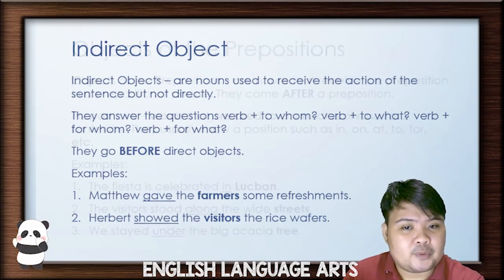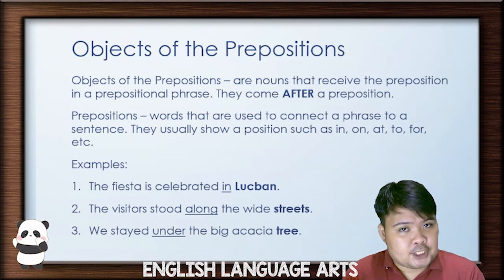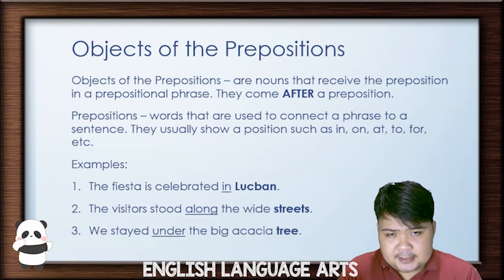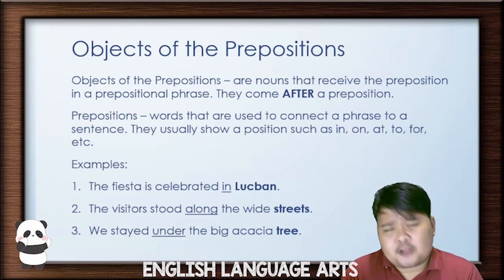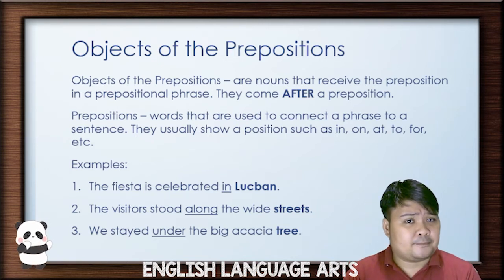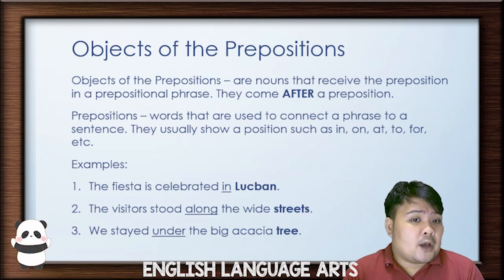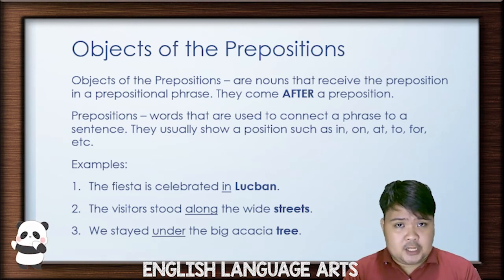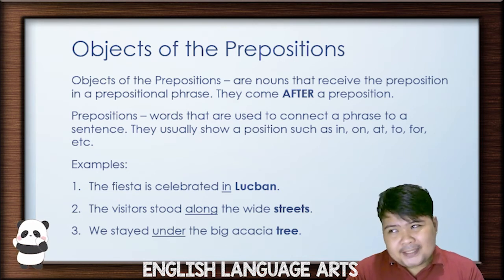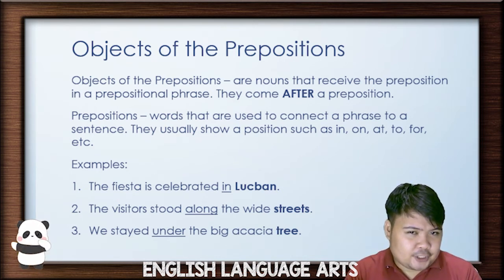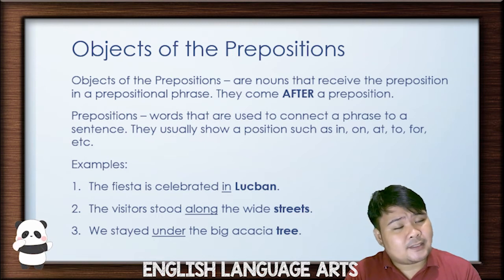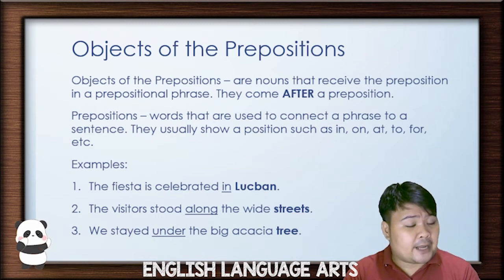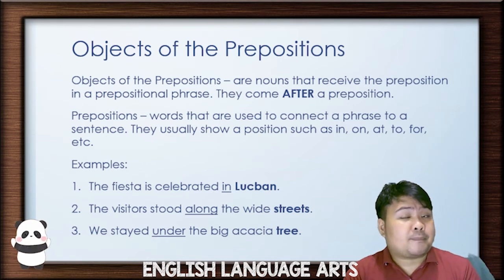Next, you have object of the preposition. Object of the prepositions are easy to spot. They can be in any part of the sentence. It could be in the subject area or the predicate area. One thing's for sure though, an object of the preposition, they come after the preposition. Basically, they receive the preposition. What are your prepositions? You could always just watch my videos for more information about that. But for now, they come after the preposition.